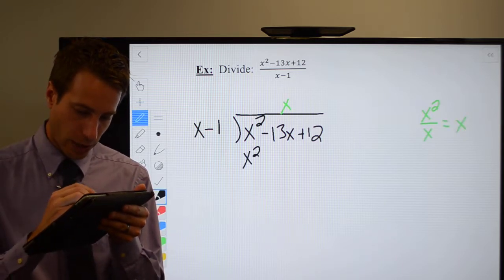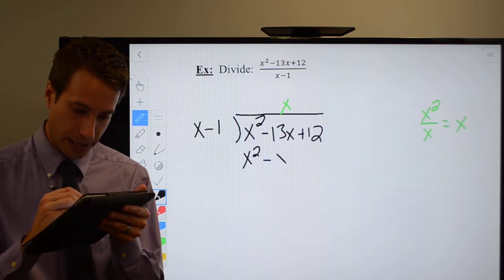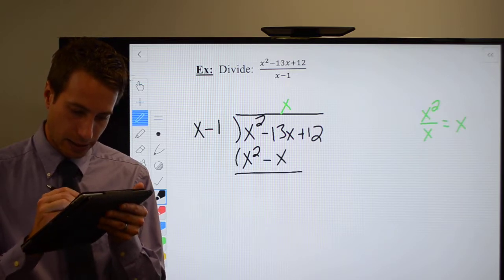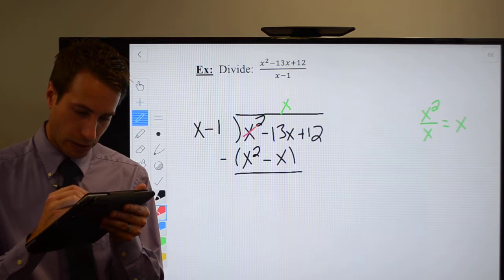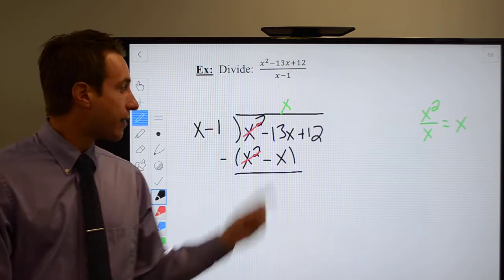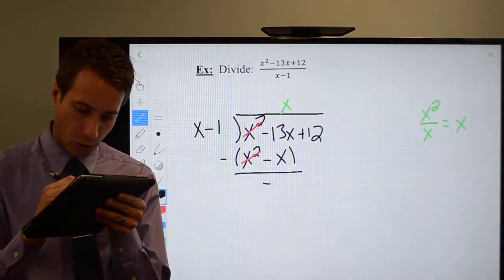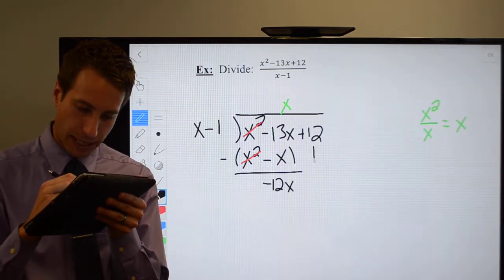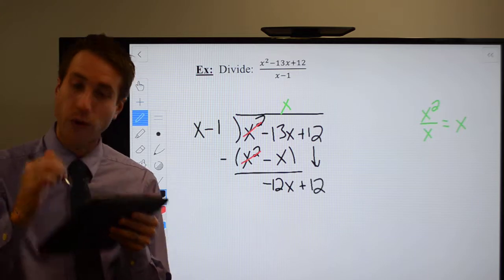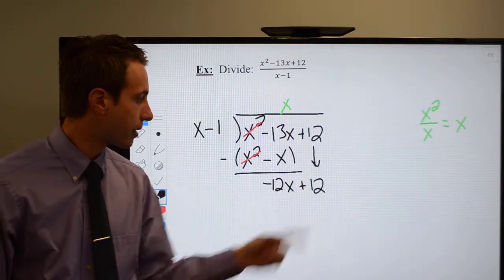Times x is x squared. X times a negative 1 is going to be a minus x. Subtract. Those cancel each other out. And I have a negative 13x plus x, so how about a minus 12x? Bring down, step number 4, right? Step number 4 is to bring down, so I bring down that last guy.